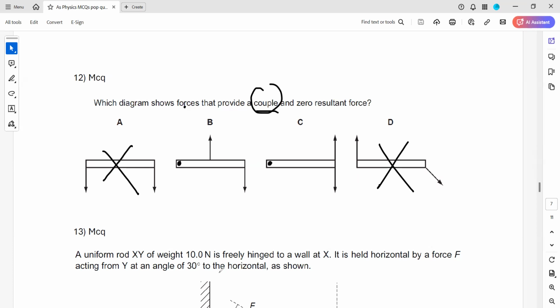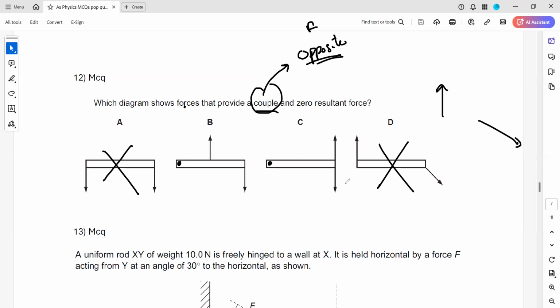Why not D? Because the condition for a couple is that the two forces must act in opposite directions. Here, one of the forces is acting vertically, and the other is at a certain angle. So they're not exactly in opposite directions.